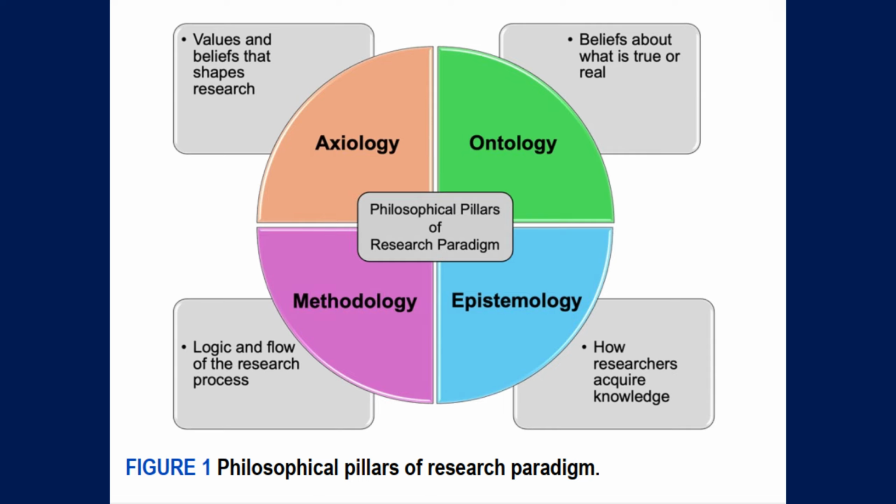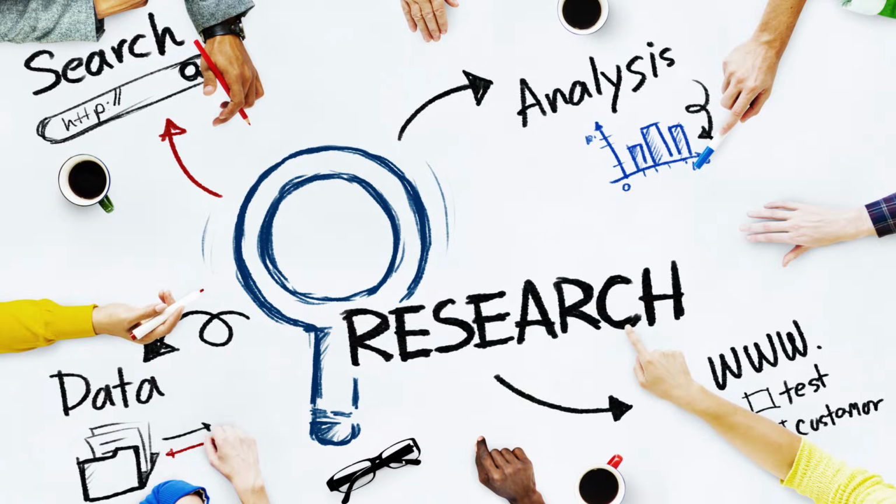Then mixed methods, which is even more obvious. It often fits pragmatism. Why? Because pragmatism says the research problem should guide the choice of methods. If numbers help, use numbers. If stories help, use stories. If both help, use both. Okay, so let's say a study on a new school policy might use surveys to measure results and interviews to understand student and teacher experiences.